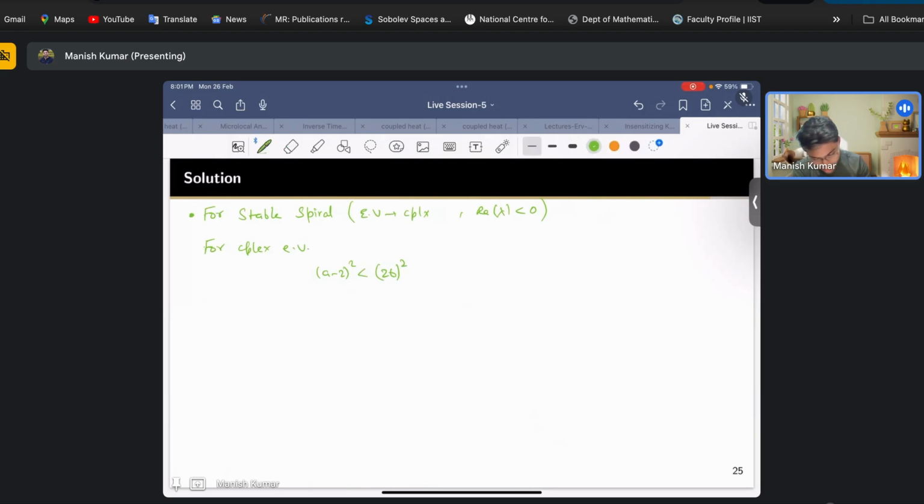So that means, okay, let me write it here. This is mod a minus 2 less than 2 mod b. This means minus 2 mod b. So this is 2(1 minus mod b) less than a, less than 2(1 plus mod b). So this is the range of a that we should have.